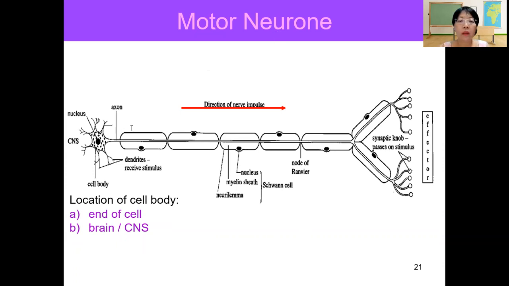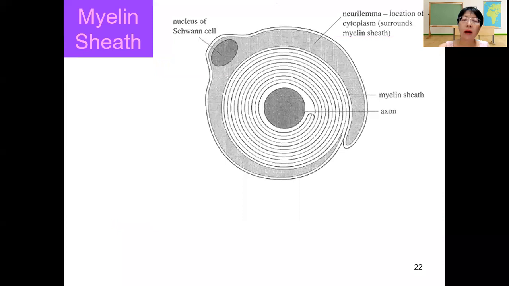Okay? So the rest of the structures are similar, right? You also have this myelinated neuron. So we have the Schwann cell that wraps around the axon to form the myelin sheath. So let's look at how it wraps around. So this is the Schwann cell. You can see that the membrane of the Schwann cell actually wraps around the axon in concentric circles.